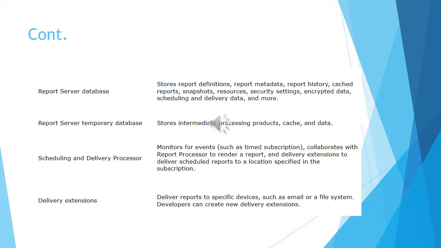Next is scheduling and delivery processor. It monitors for events such as time subscriptions, collaborates with the report processor to render a report, and with delivery extensions to deliver scheduled reports to a location specified in a subscription. The next component is delivery extensions. It delivers a report to a specific device such as email or a file system. The developers can create new delivery extensions also.